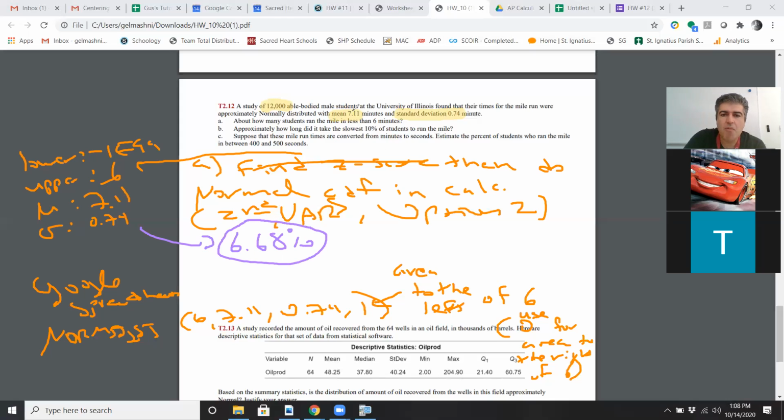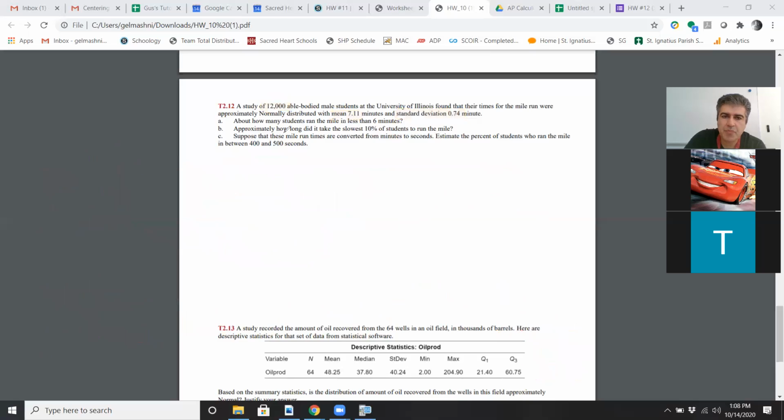For B, now for B, what you're going to do, you have to do the inverse. So you want the bottom 10%. So remember the mean here was 7.11. You want the 10% here. So we really want the lowest times, which is really the fastest people. I mean, that's a good thing, right? Be low here, given the context of this problem. So how do we do this? So we want 10% area.